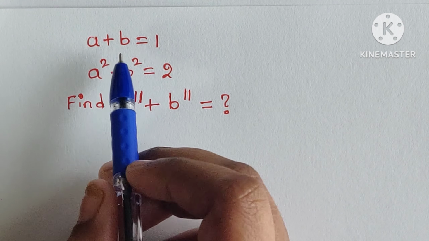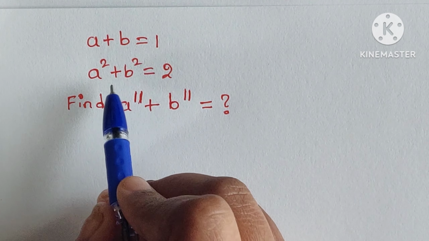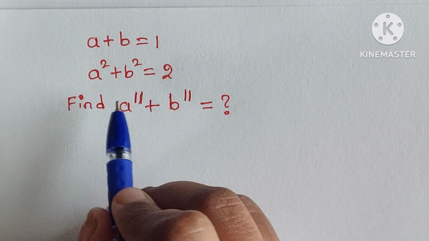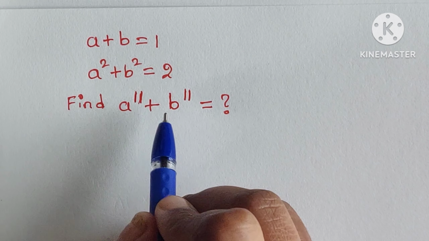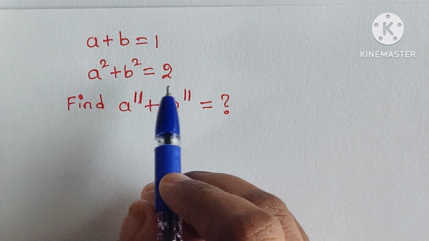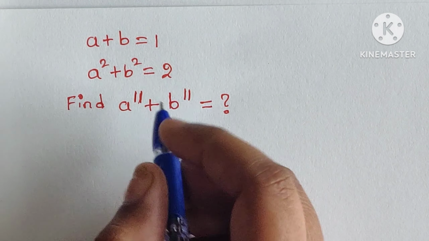Here we have given a plus b equal to 1, a square plus b square equal to 2. So find the value of a to the power of 11 plus b to the power of 11. So how can we solve this problem? Let's see.